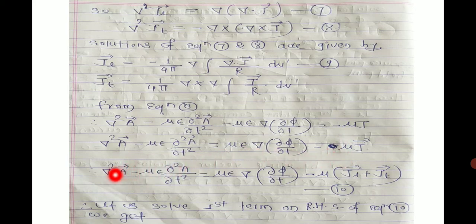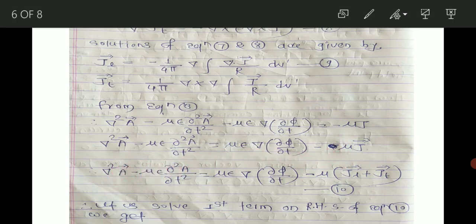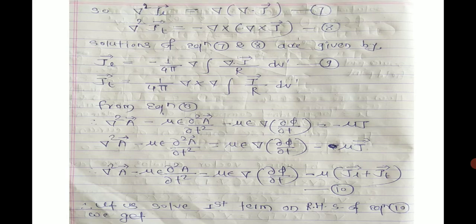Okay. Then ∇²A − με ∂²A/∂t² = με ∇(∂φ/∂t) − μJ. But J, the current density, has two components: one is J_L and another is J_T. These two components will be attached, and let us first call this equation number 10.